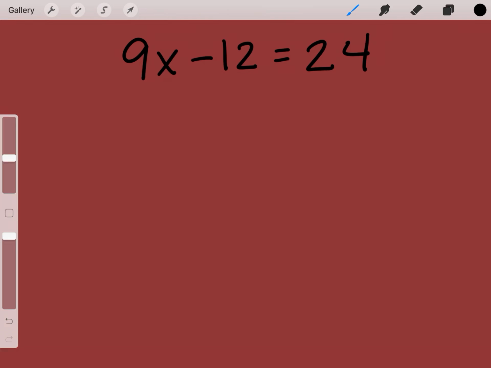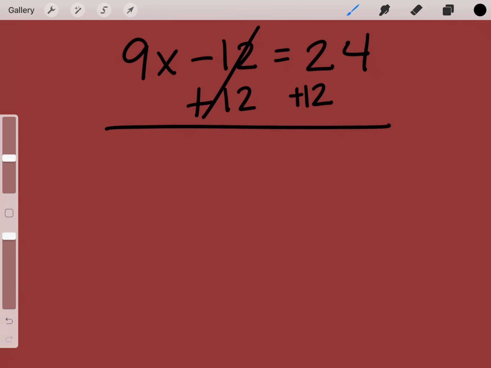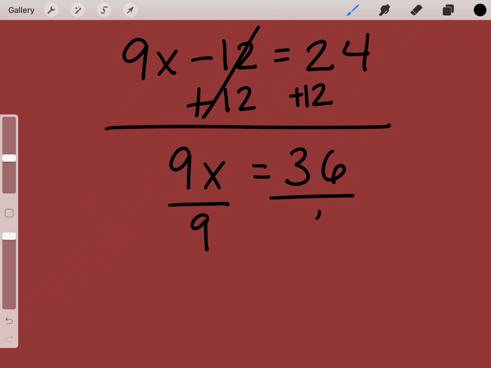This one's pretty straightforward. So first step in isolating x would be to add 12 on both sides. When we add 12 on both sides, 12 goes away on this side of the equation. The equation becomes 9x equals 36. And then to finish the equation, we're going to divide both sides by 9. So x is all on its own. Then we do 36 divided by 9, which equals 4.